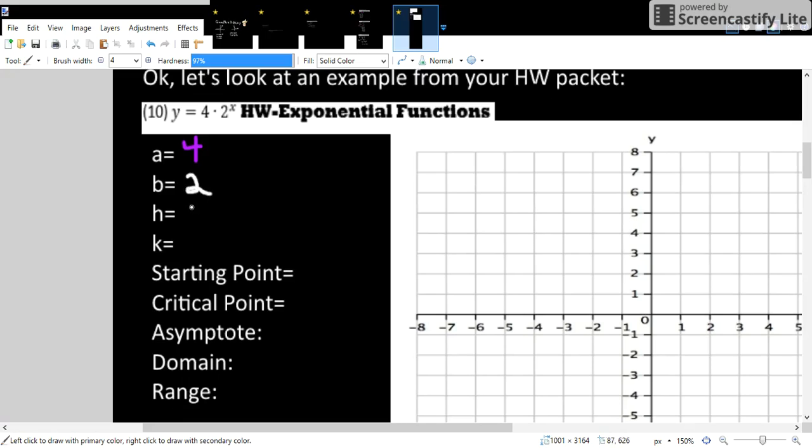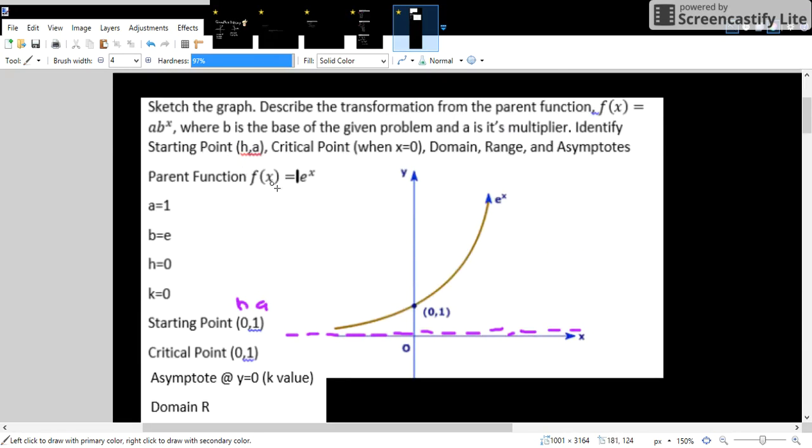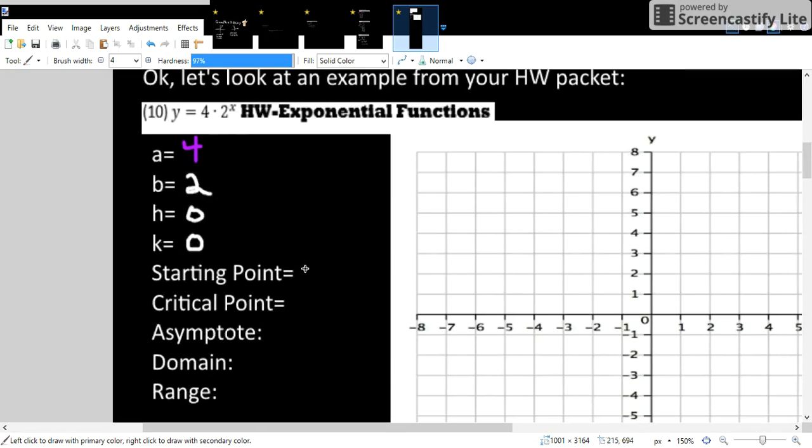Our h is 0. There's no horizontal shift. And our k is also 0. There's no vertical shift. So our starting point, again, is h comma a. Well, h is 0 and a is 4. So we're going to go ahead and graph that on our graph.